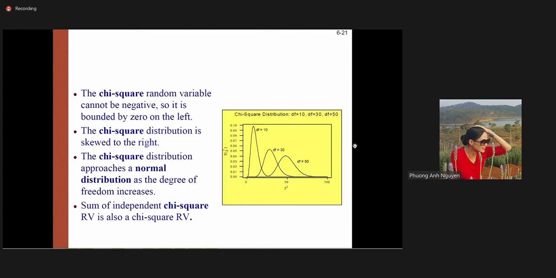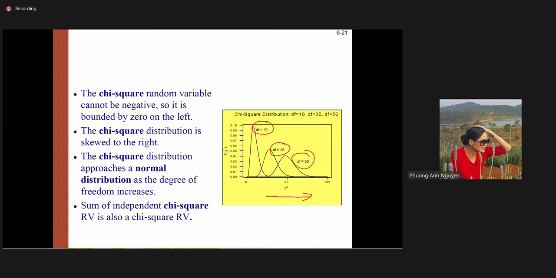Here are some examples of the chi-square distribution with df. When df equals 10, degrees of freedom equal to 10, we get this first curve. With 30, you get the next curve, and with 50, you get the third curve. So what can you observe? You have the feeling that the distribution becomes more and more symmetric as df increases, from 10 to 30 to 50.